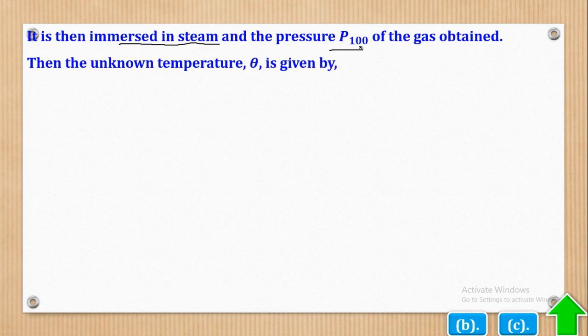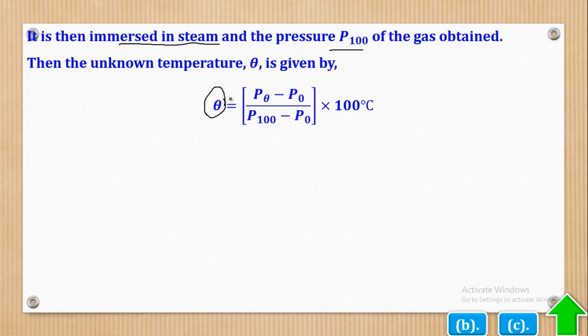So now we have P theta, we have P naught or P at ice water mixture, and we also have P100. Therefore we shall use those parameters to come up with the unknown temperature using the formula theta is equal to P theta minus P naught over P100 minus P naught, everything multiplied by 100, in degrees Celsius. So that was Roman 1. Now we shall go to Roman 2.